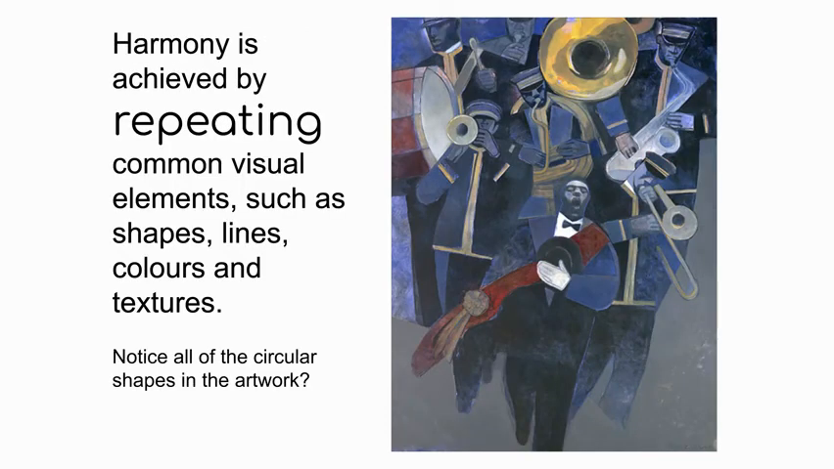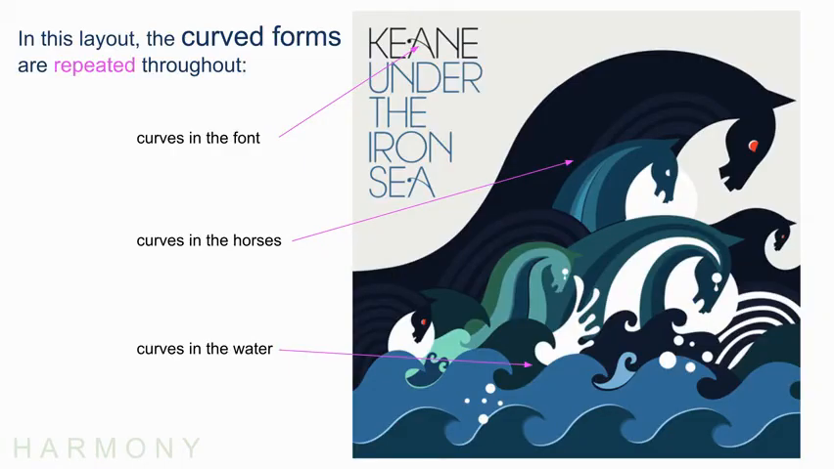Let's look at some examples. Harmony is achieved in this painting because we see a lot of circular forms repeated, like the bells of the instruments, the hats that some of the gentlemen are carrying, even some of the features on the sashes and ribbons that they're wearing. So the repetition of those circles helps to create harmony. In this CD cover, the repetition of the curves in the typography and in the imagery helps to create harmony. And remember that harmony leads to a sense of unity as well.